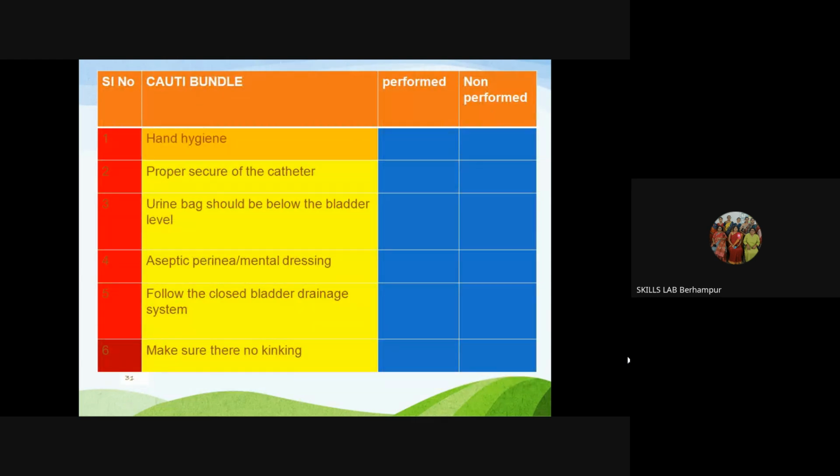Then next one is CAUTI bundle, catheter associated urinary tract infection bundle. It is also one of the checklists. Hand hygiene performed or not performed. Proper securing of the catheter performed or not performed. Urine bag should be below the bladder level, performed or not performed. Aseptic perineal dressing, performed or not performed. Then follow the closed bladder drainage system, performed or not performed, and make sure there is no kinking. These are all the examples for the CAUTI bundles.